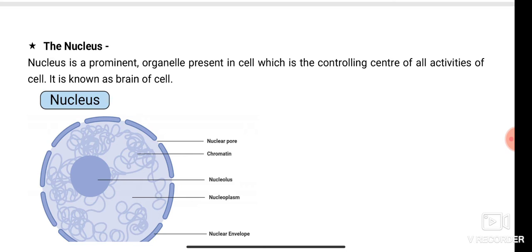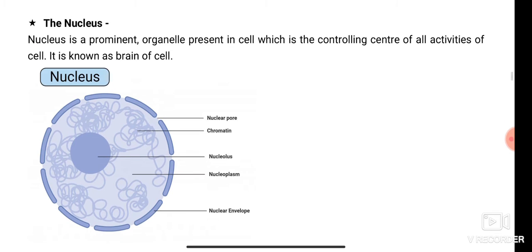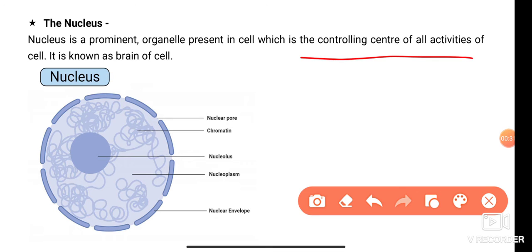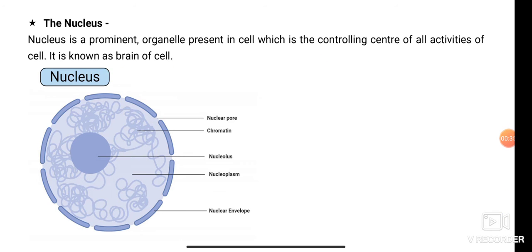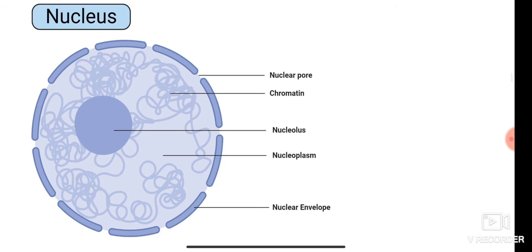So, dear students, today we are going to start the second part of chapter 5 of science of class 9th. In this chapter, we discuss the cell organelles. First is the nucleus. The nucleus is a prominent cell organelle present in the cell, which is the controlling center of all activities of the cell. So the nucleus is also known as the brain of the cell because it controls all the activities of the cell. So let us see the diagram of the nucleus.